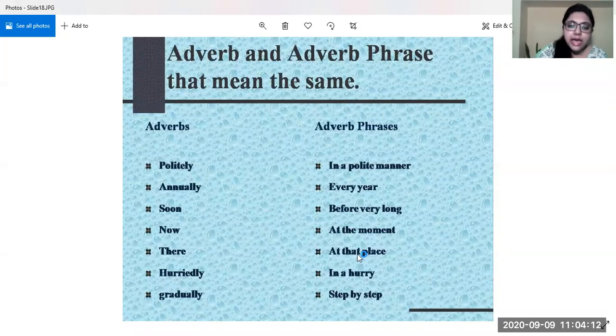There can be written as at that place. Here can be written as at this place. Hurriedly can be written as in a hurry. Gradually can be written as step by step. Okay. So these are some of the examples, not all. And not everywhere we can change this. Okay. There are other sentences where the adverbs and adverb phrases cannot be interchanged.